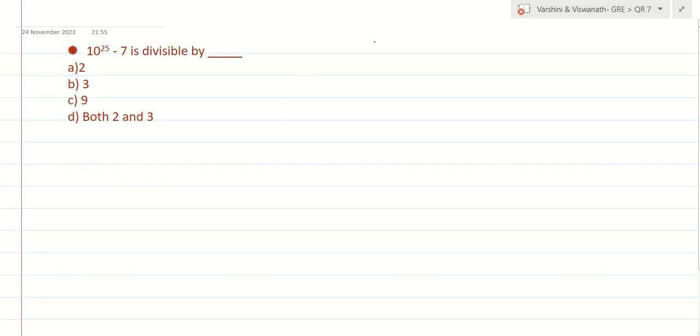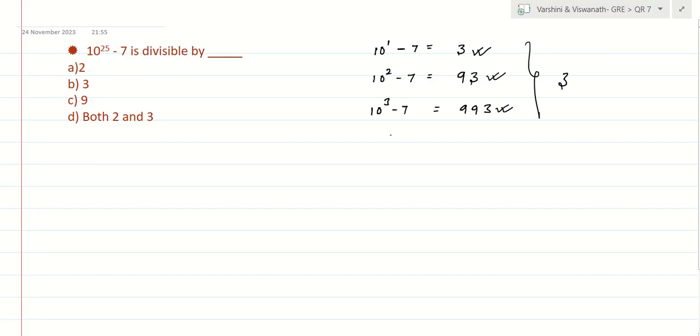Usually we say 10 to the power 1 minus 7. How much do you get? 3. 10 to the power 2 minus 7, how much will you get? 93. Or 10 to the power 3 minus 7, how much will you get? 993. So these numbers are all divisible by what number? 3 only, no? So let's say then, we have 10 to the power 25 minus 7.